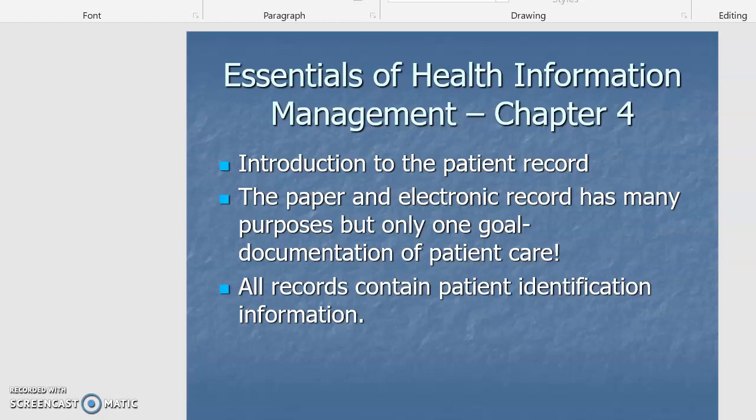We are going to start on your first PowerPoint. This PowerPoint is going to cover the beginning of Chapter 4 in your textbook. So let's just start off here, introduction to a patient record.